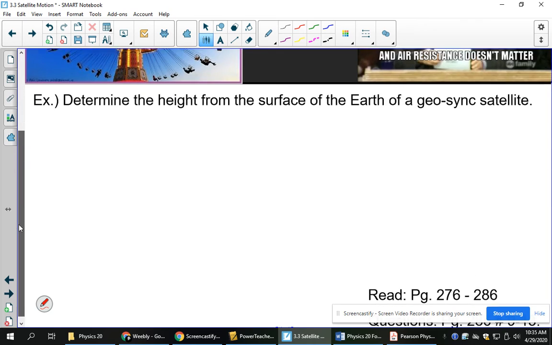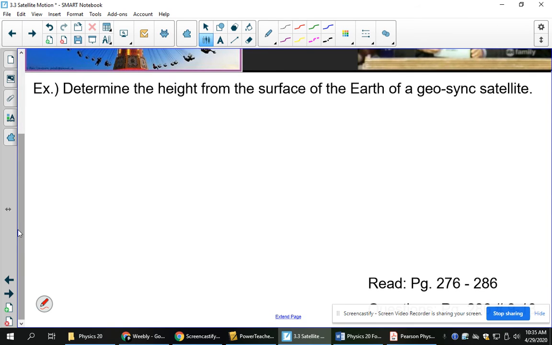One last question. Determine the height from the surface of the Earth of a geosynchronous satellite. Weird question because there's no numbers, so that's crazy. But we actually do have every number between our formula sheet and our textbook to do this. The key to this question comes in the definition of what a geosynchronous satellite is. If you want to pause the video, the definition is on the first slide. A geosynchronous satellite orbits once per day.